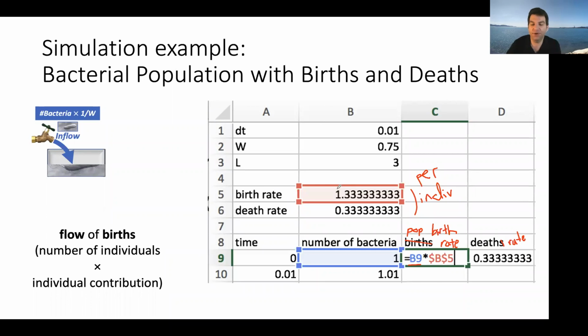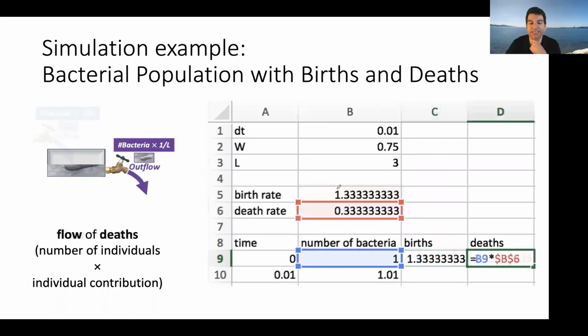And then I can move over to the deaths, and it's going to be a similar formula where it's just B9, which is again the number of bacteria at our current time step, times the individual level death rate per unit time. And so this gives me my population level death rate. So I can write population death rate instead of deaths. That's probably a better thing to write.